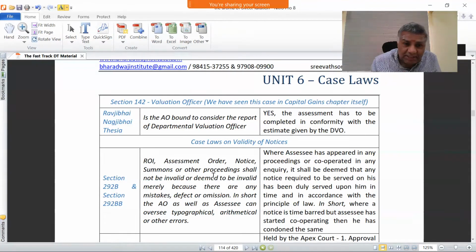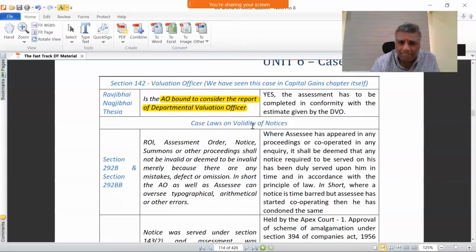Ragji Bhai, Nagji Bhai, TCR. This case law is already twice questioned. Is AO bound to consider the VO's report? I told you, in TPO also the same question we studied. Yes. Once you have referred the matter to the valuation officer, the report of the valuation officer should be considered and assessment should be completed accordingly. Yes, bound by it.